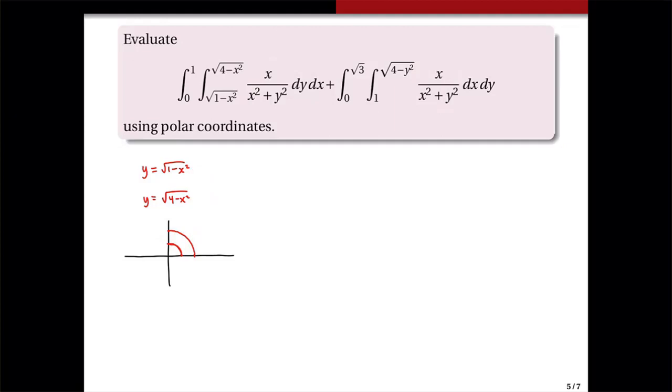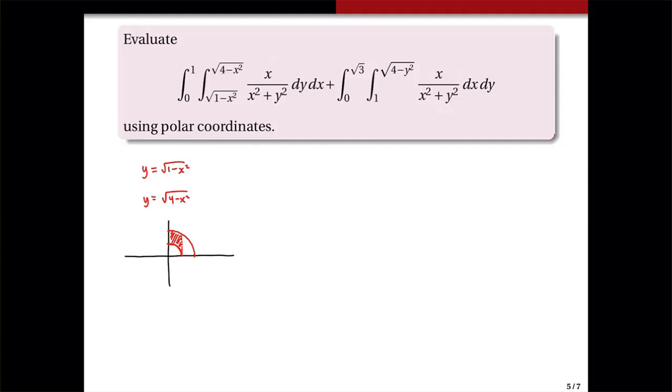And notice your x moves from 0 to 1. So indeed, we have this part of the region, this part of the domain. That is, x from 0 to x equals 1, and from the circle of radius 1 to the circle of radius 2. So this part here. Okay?